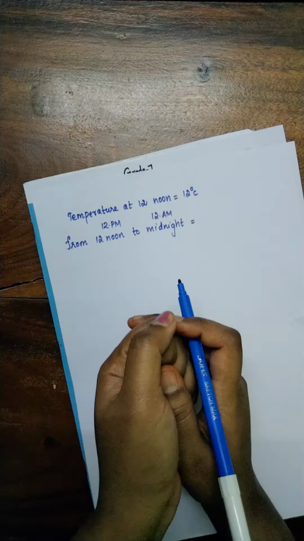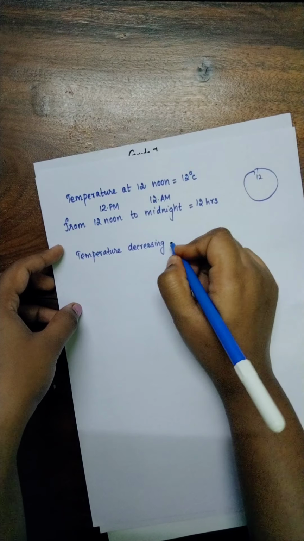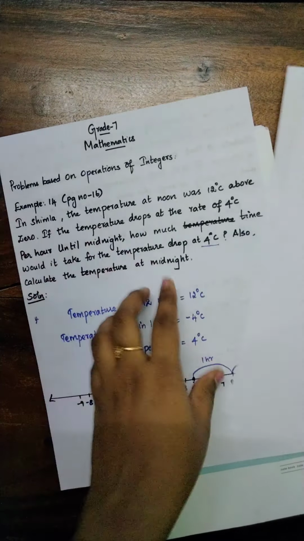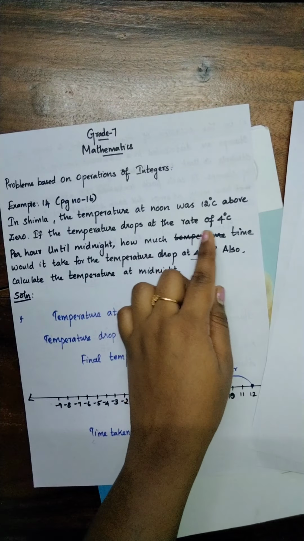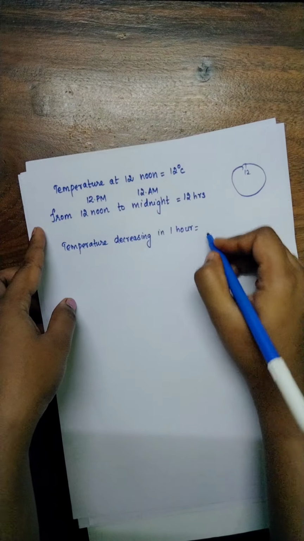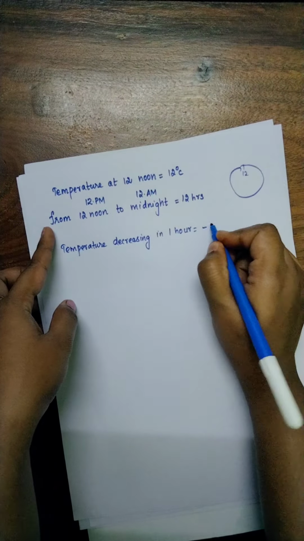Okay. Next, the temperature decreasing in 1 hour. Already we have seen how many degrees Celsius it is decreasing. The temperature drops at a rate of 4 degrees Celsius per hour. For 1 hour it is decreasing by 4 degrees Celsius, so minus 4 degrees Celsius. How will you find it for 12 hours? For 1 hour, minus 4 degrees Celsius. For 12 hours, what is the rate of temperature decrease?